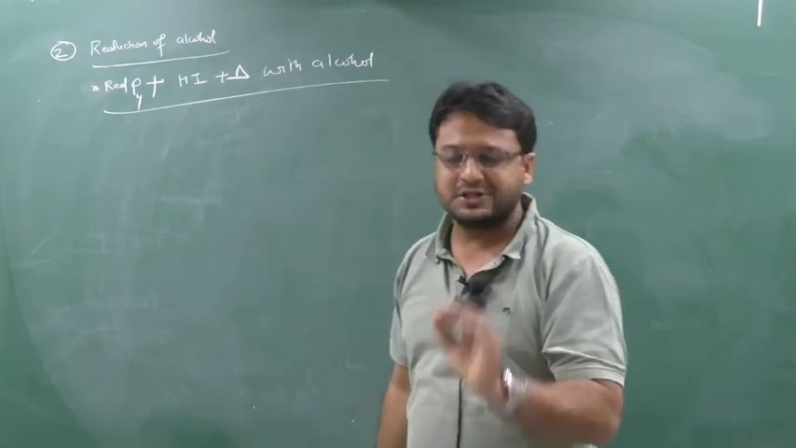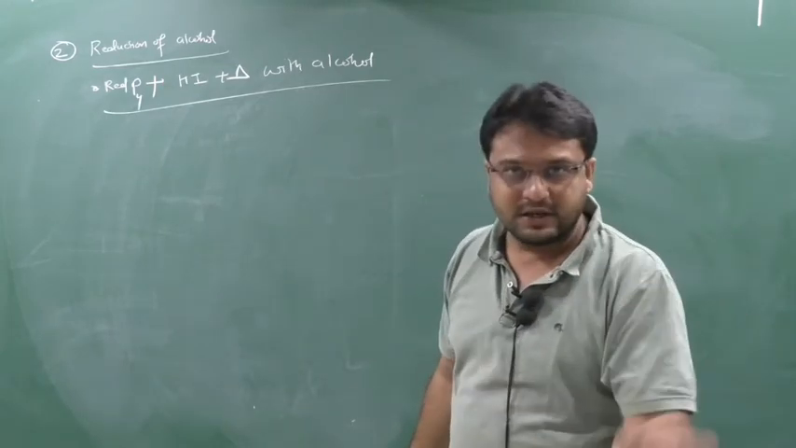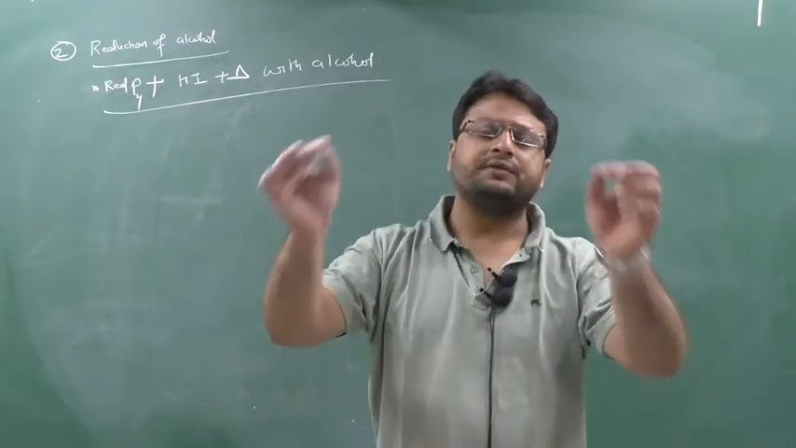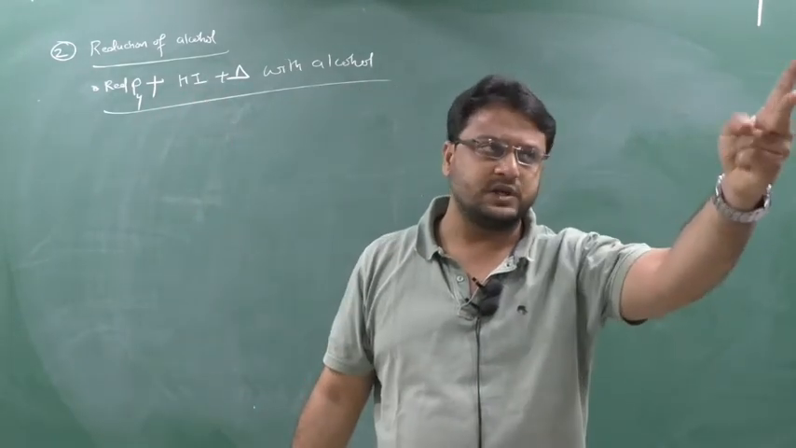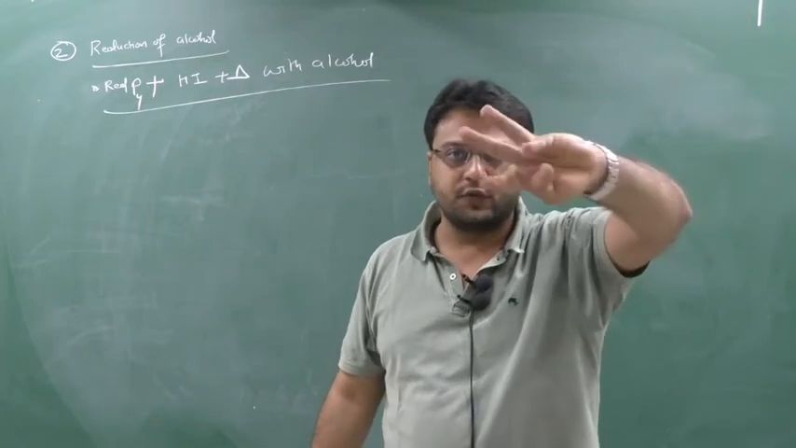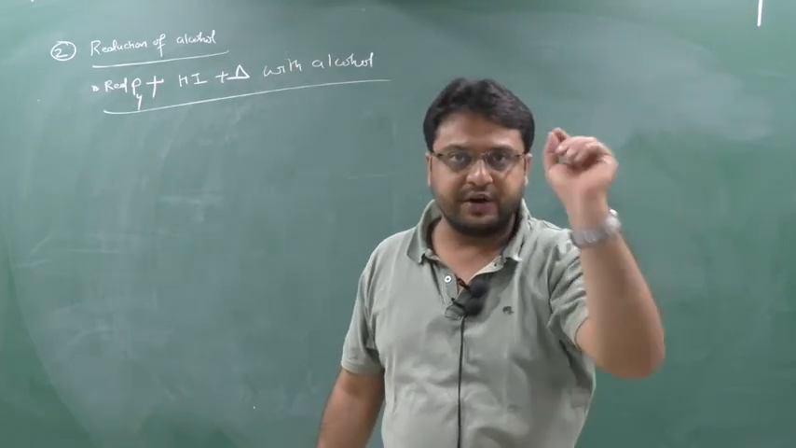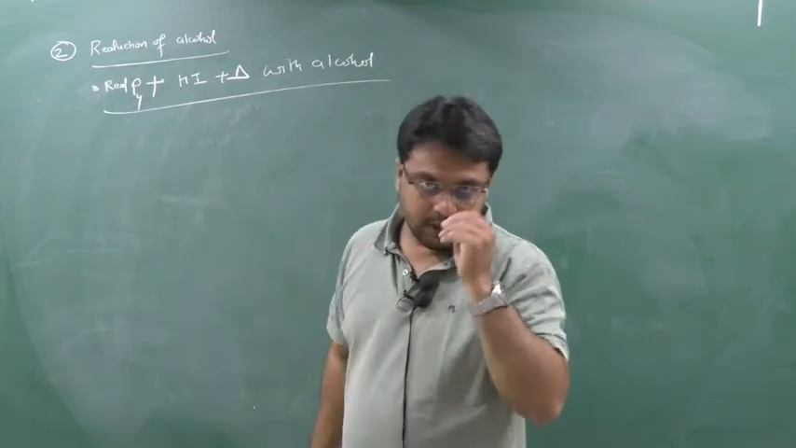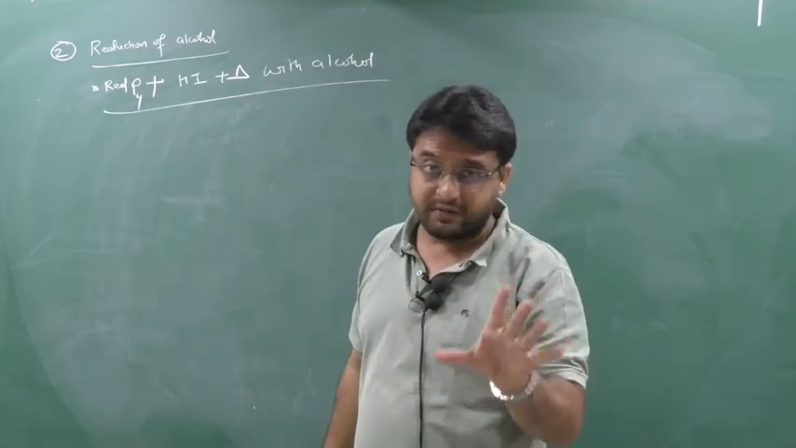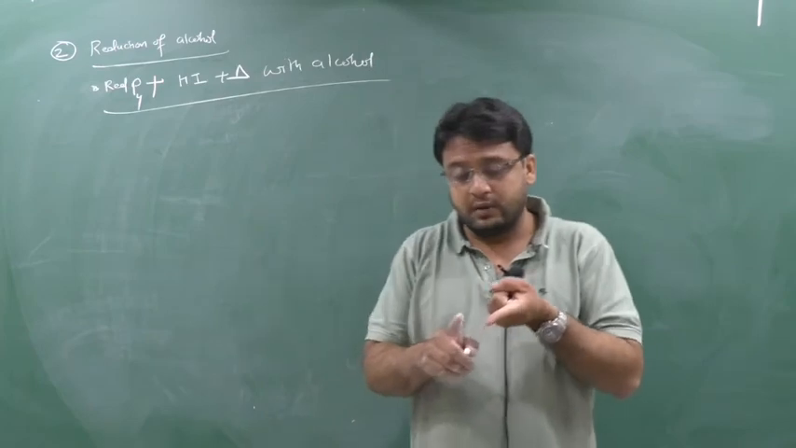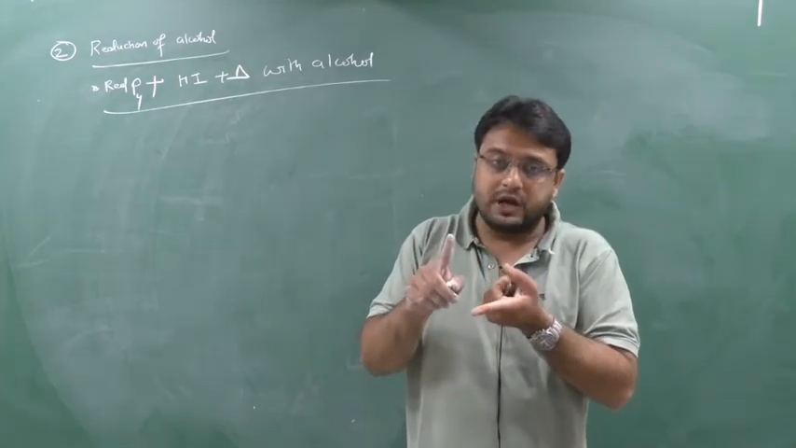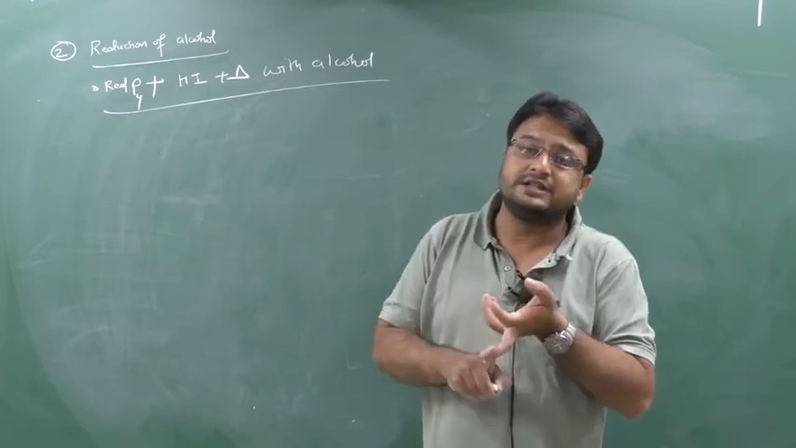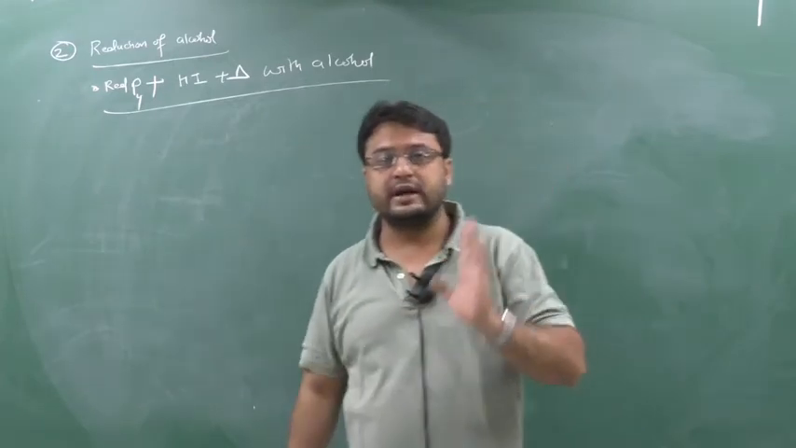Now how to do the reduction? It's very simple. No mechanism, you will get the direct answer. But just make up your mind: if you see alcohol, red phosphorus, HI and heat, these 4 things, understand it is a reduction. You have to give the answer of reduction, and this has been asked many times in competition exams also. So we should have alcohol, red phosphorus, heat, and HI. If you have these 4 things, you can get the answer easily.